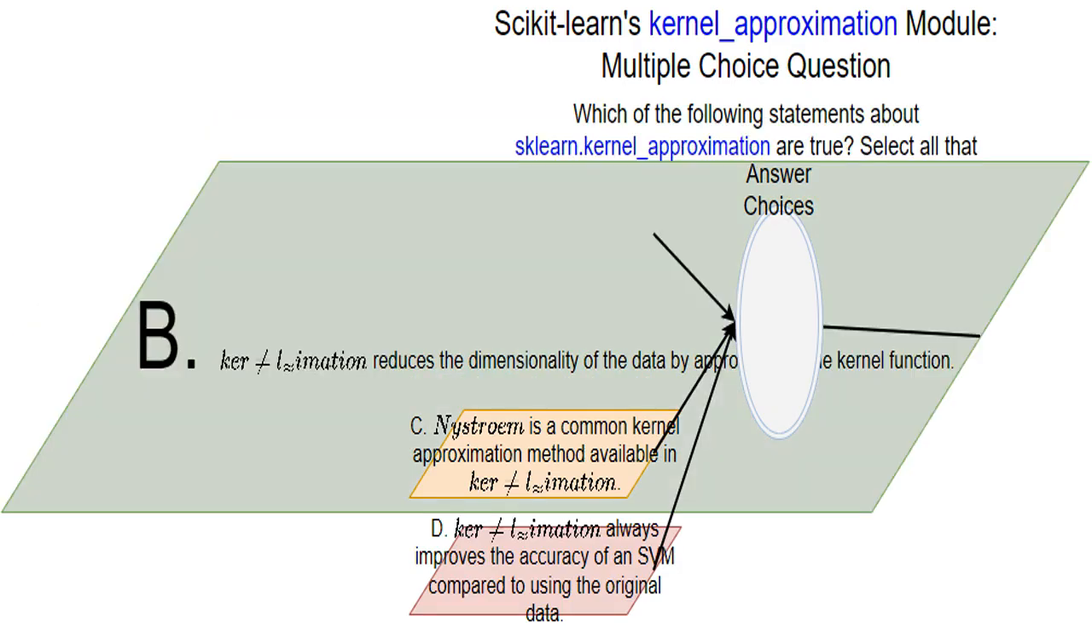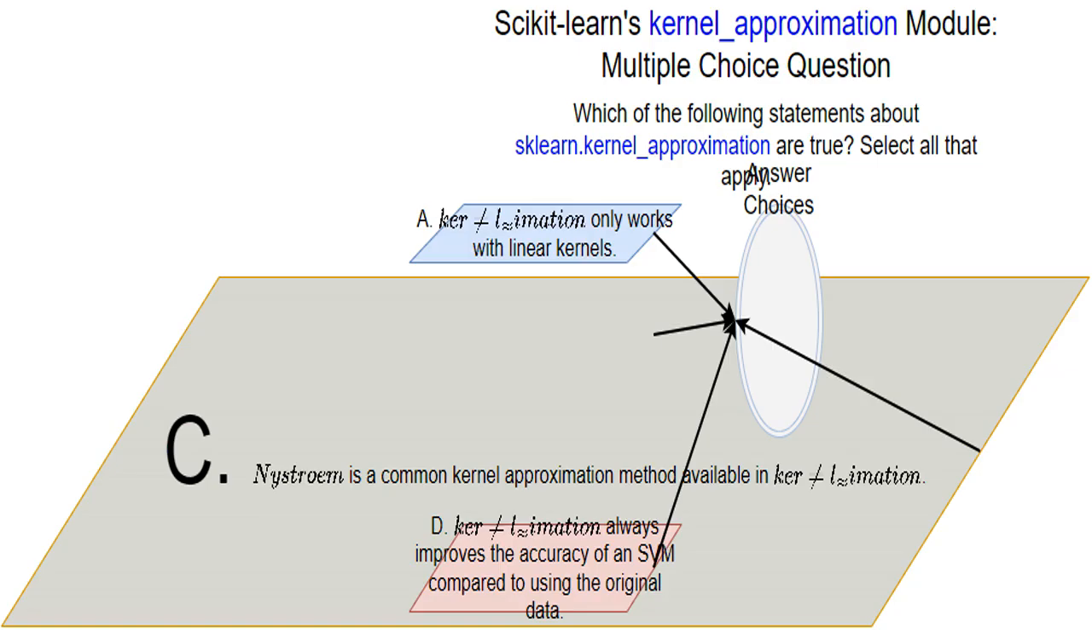This is absolutely correct. That's the main magic of kernel approximation. It cleverly reduces the complexity of the calculations by approximating the relationships between your data points indirectly. It simplifies the problem without explicitly manipulating your data's features. This statement is true. The Nystrom method is a popular algorithm used for kernel approximation within the scikit-learn library. Think of it as one of the tools in the kernel_approximation toolbox.